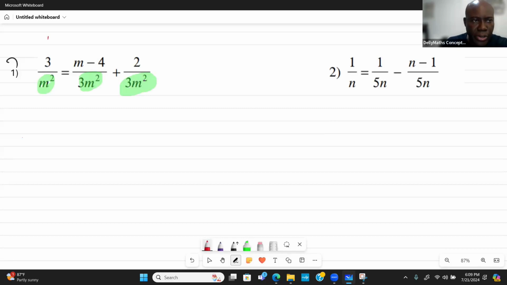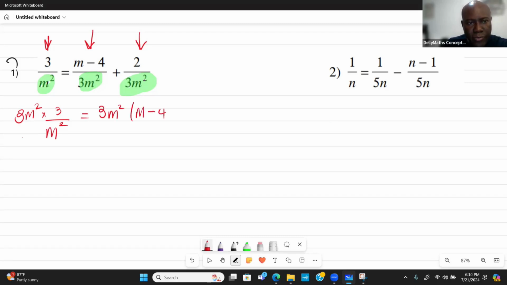For example, we're going to multiply this term, then this term, then this term by 3m to the second power. So we have 3m to the second power multiplied by 3 over m to the second power, and that is equal to 3m to the second multiplied by m minus 4 over 3m to the second. Again, we're multiplying everything throughout by 3m to the second power. Why are we doing that? We're doing that so that we can cancel all the denominators.